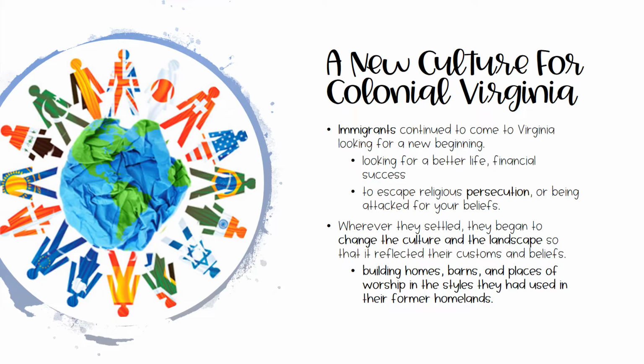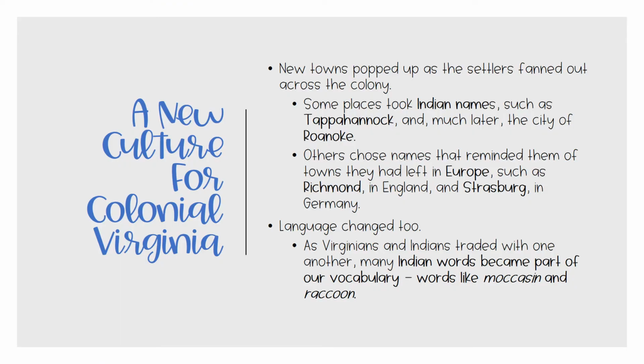Think about it this way. When you move to a new neighborhood, city, state, or country, you are going to bring the things that are important with you. These immigrants were doing the same thing. As immigrants were settling, new towns were popping up all across the colony. Some places took Indian names, such as Tappahannock, and, much later, the city of Roanoke. Others chose names that reminded them of towns they had left in Europe, such as Richmond in England and Strasbourg in Germany. Language changed too.